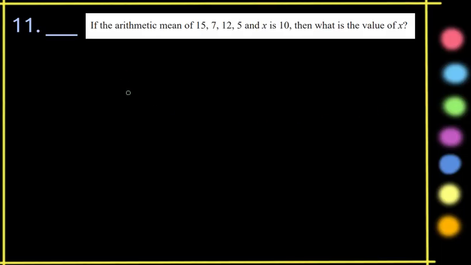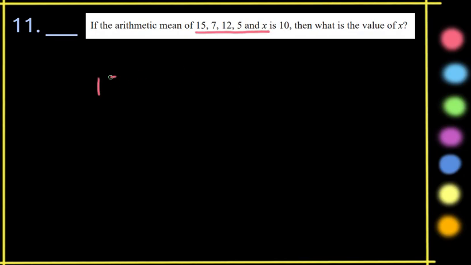This says if the arithmetic mean of all these 5 numbers, one of them is just given to us as x, the arithmetic mean of those 5 values is 10, then what is the value of x? I think the easiest way to do this is to think about what the sum of these is if the mean is 10. So if the mean is 10 and there's 5 numbers, that means the sum has to be 50, right?